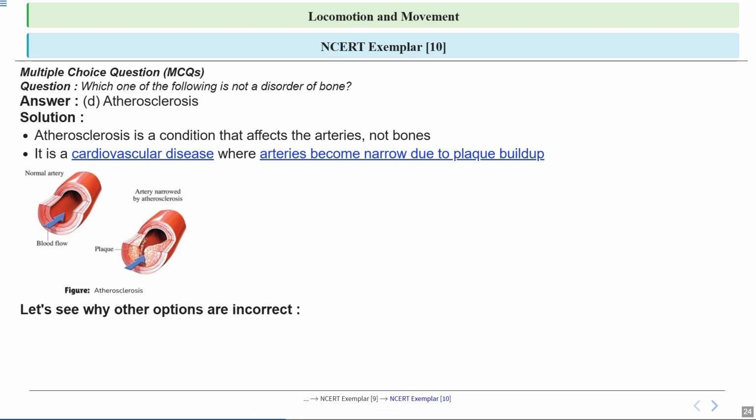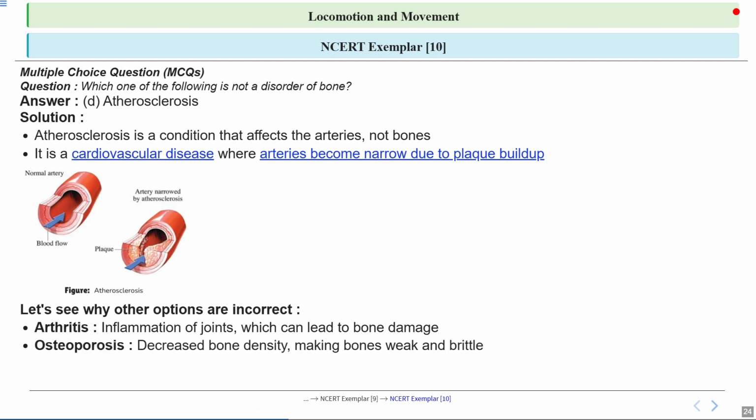Let's see why other options are incorrect. Arthritis is a bone condition, or we can say it is related to disorders of bone. It is a condition where joints, which are the points where bones meet and allow movement, become inflamed. This inflammation can cause pain, swelling, and stiffness in the affected joints. If not treated, arthritis can lead to damage of the bones and cartilage, making movement difficult and affecting overall mobility. It is a common disorder that can occur due to various reasons like wear and tear, autoimmune responses, or infections, and it is often managed with medications, lifestyle changes, and physical therapy.